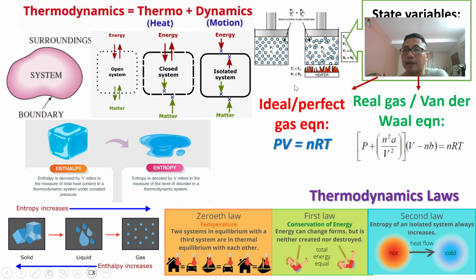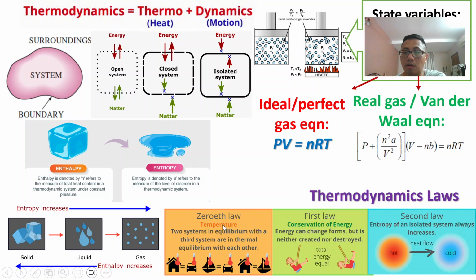This applies if it's an ideal gas, which is at low pressure, near atmospheric pressure, not too high, not too low. If it's a real gas that deviates from ideal or perfect gas behavior, we have to use the Van der Waals equation, where we have to find the values of A and B. And then we learn about thermodynamic laws.